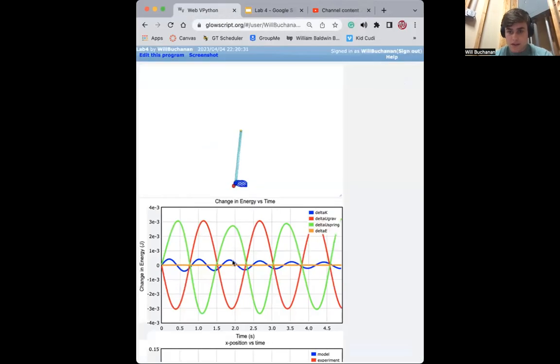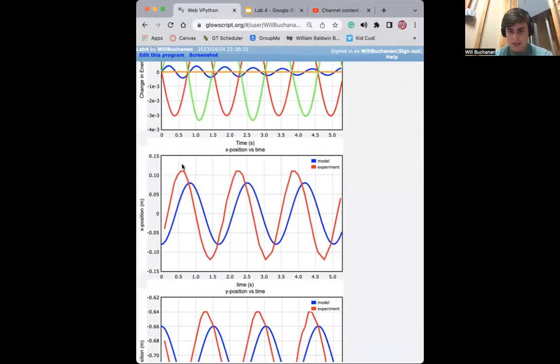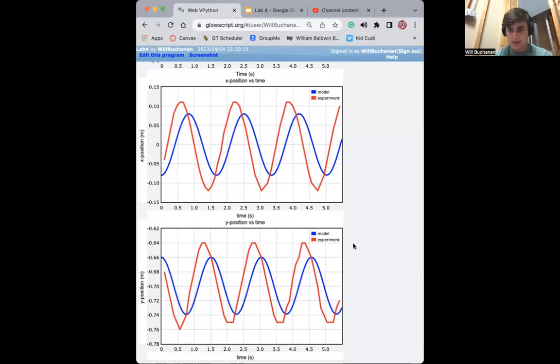However, if we look at our graphs, they're actually offset a little bit, and that's likely due to some issues with the initial conditions of the model versus the video. And I tried to plug in the same values, but they're still offset. However, the actual period lengths, from say this point to this point and this point to this point, are very close.